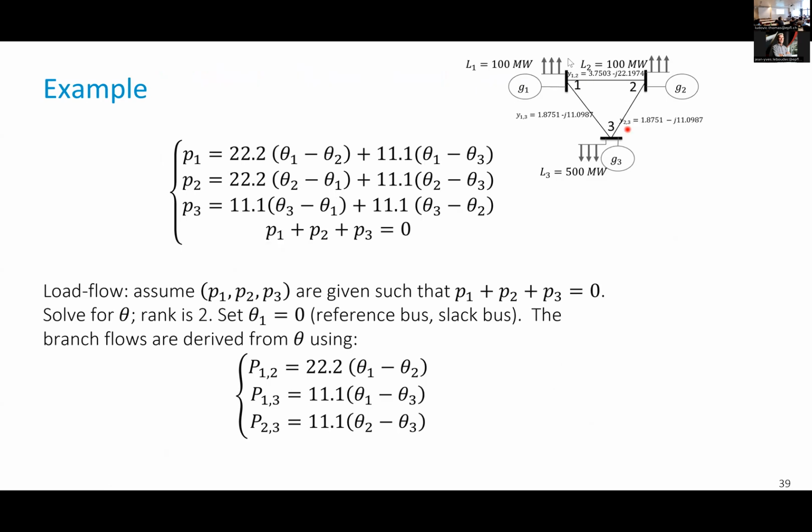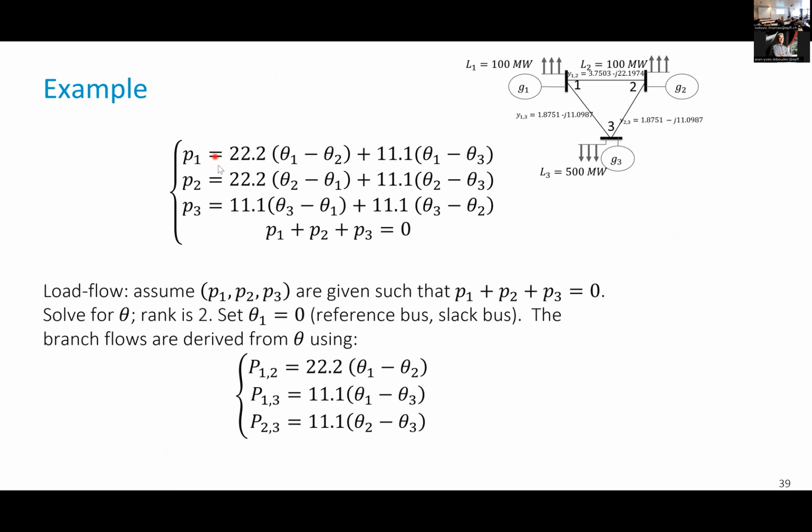Let's do it for this small example here. Here I'm showing the admittances on the line in per units. So the values are given here. The real parts don't matter. The only thing that matters are the imaginary parts. That gives us those power flow equations.